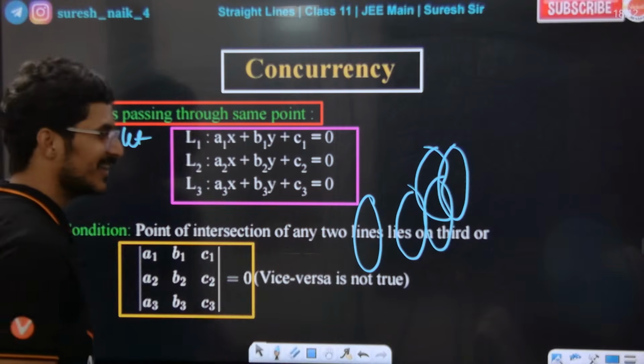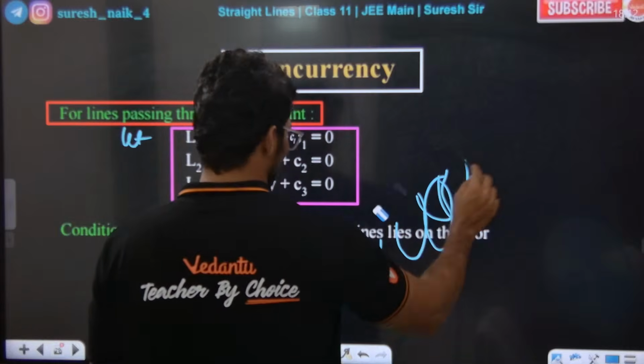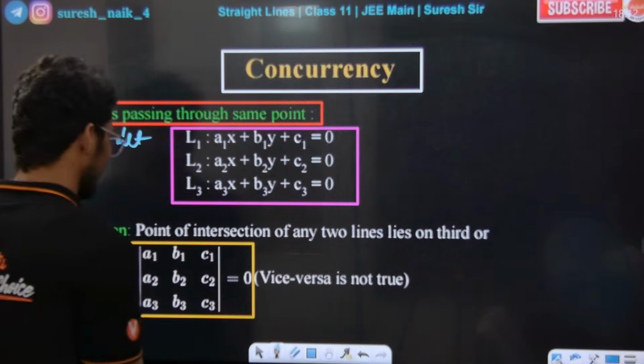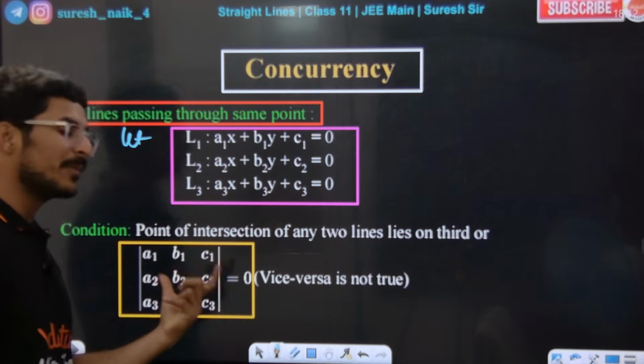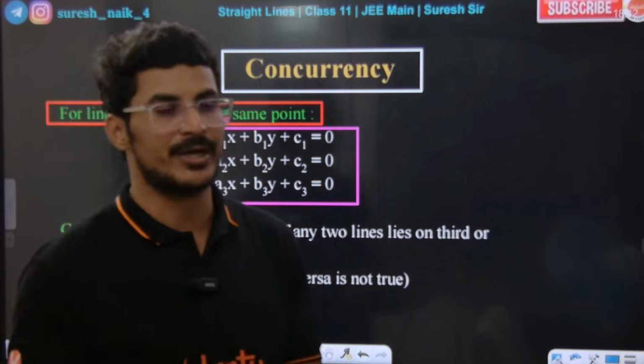Sir, why are you playing, sir? I'm not playing, sir. Look at the board. A1, A2, A3, B1, B2, B3, C1, C2, C3. If your determinant is equal to 0, you will be getting the point of concurrency.